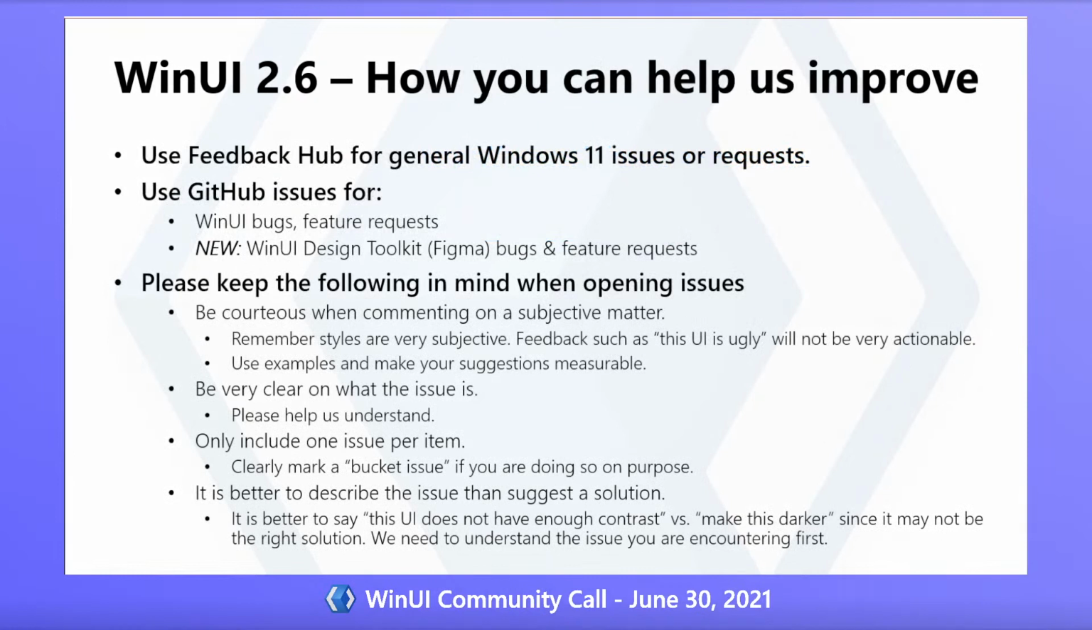And we would love for you to help us improve WinUI 2.6 and 2.7 and in the future. So there are some things that we would like to ask you to do. Please continue using Feedback Hub for general Windows 11 issues and requests. But please use GitHub issues for WinUI bugs and feature requests. And this is new this week. We have introduced new issues for WinUI Design Toolkit and Figma bugs and feature requests. So if you have some issues with the Design Toolkit, please open bugs in GitHub.